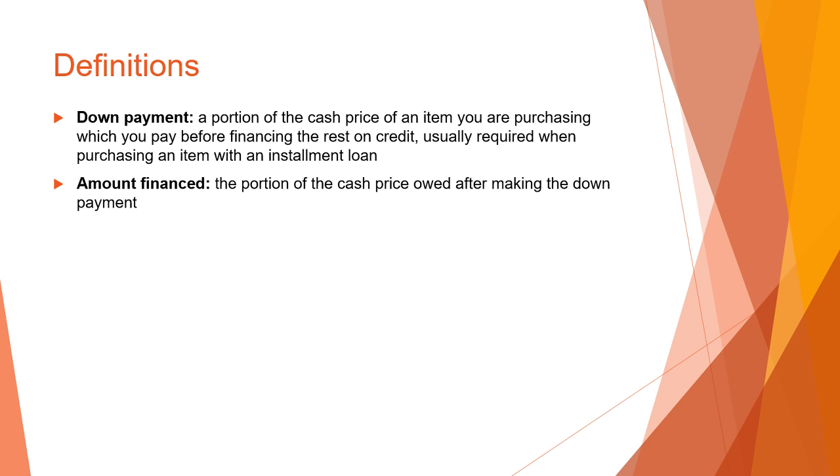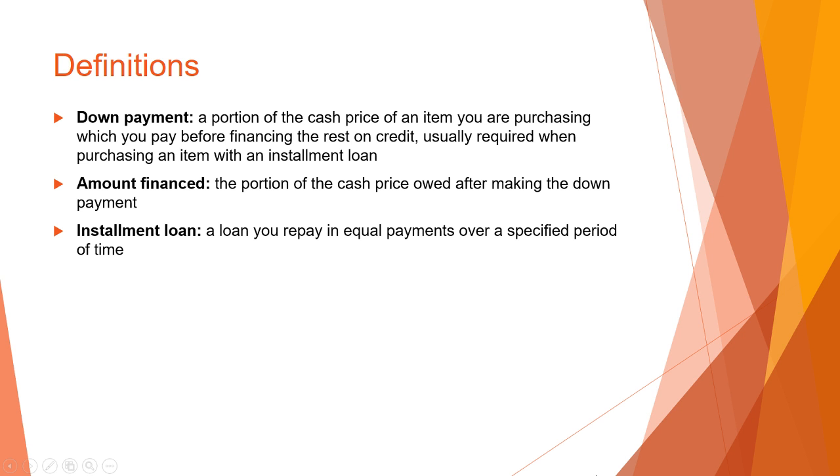Amount financed is the portion of the cash price owed after making the down payment. For example, if you want to buy a car that is $20,000 and you put down, let's say $5,000, you still owe $15,000. That amount is going to be the amount you will need to finance. Installment loan is a loan you repay in equal payments over a specified period of time.